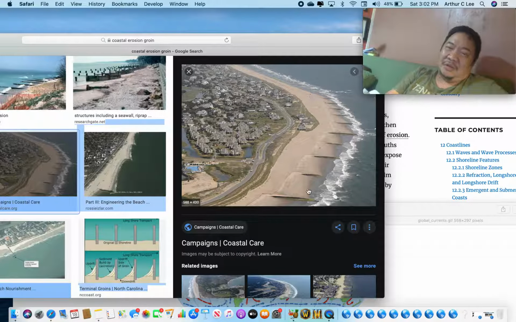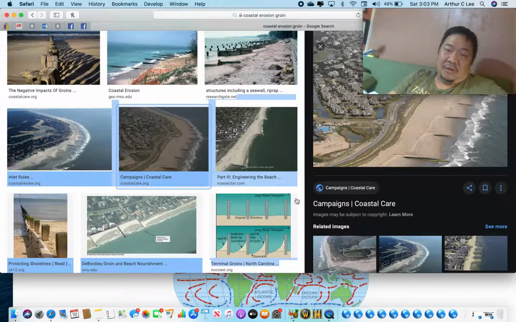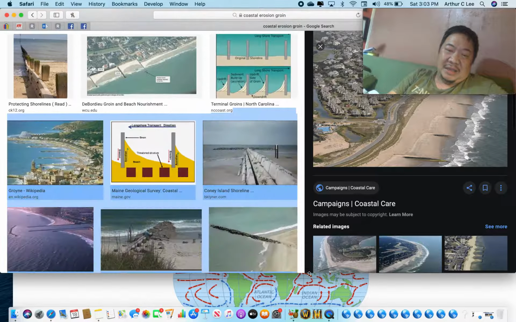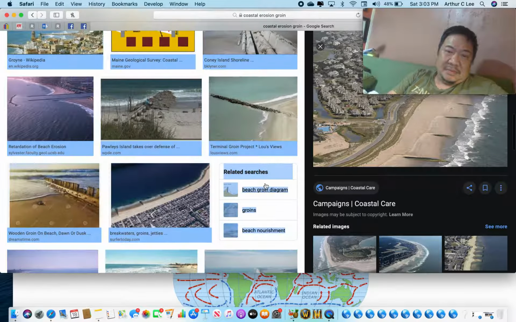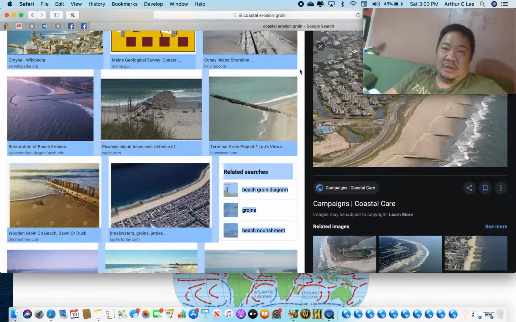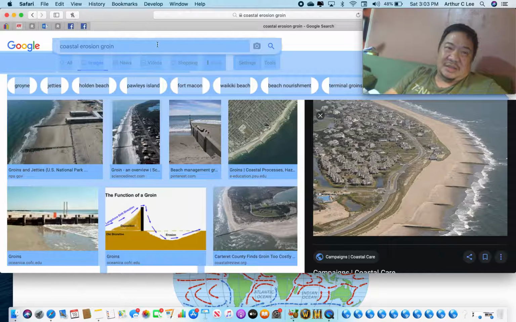But if you build all these groins like this, have you gained one grain of sand? No. So more and more we're seeing that building a groin doesn't work. It only works when somebody's willing to take the hit. So people don't do that as much as they used to because it just doesn't work.